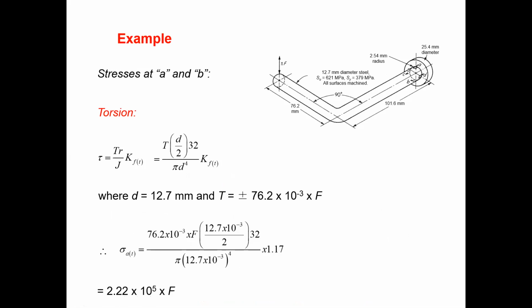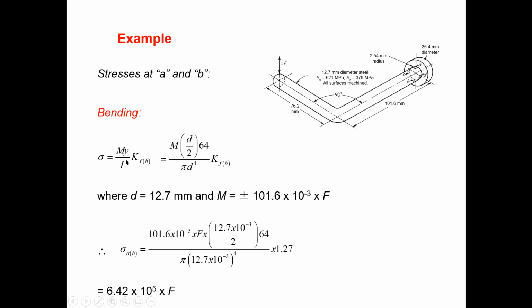So this is the equation for the bending. You can see here 64. When you cut it by 2, it will be 32. Then this will be d cubed. It's the same equation that I showed you.